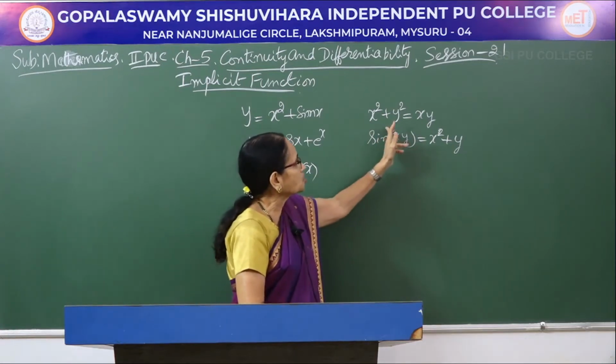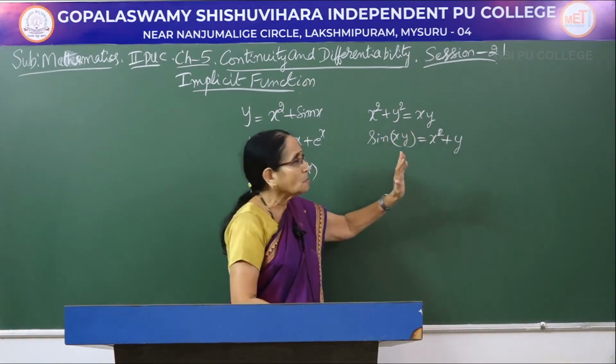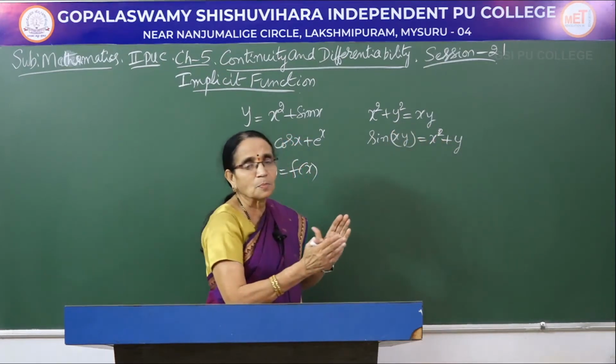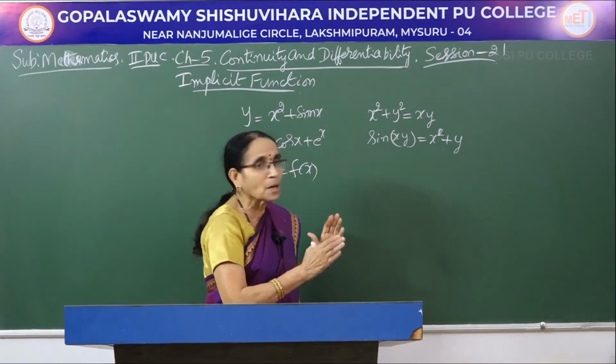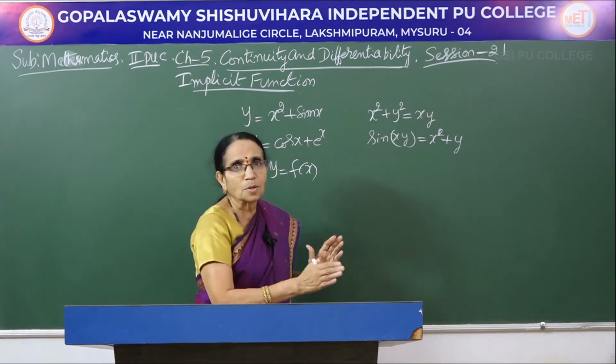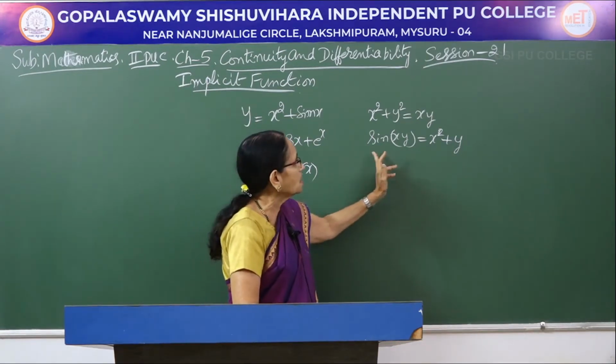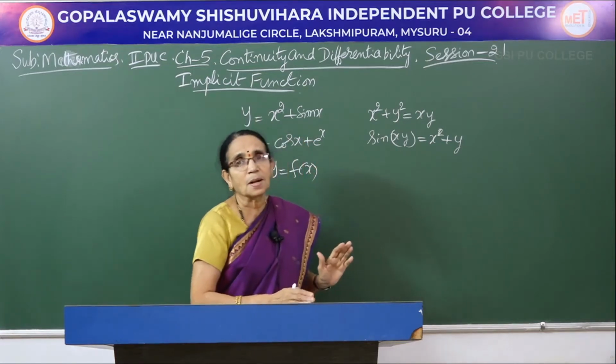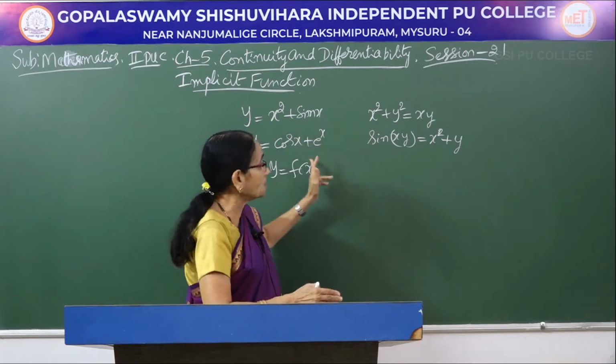Look here, x square plus y square equal to xy. We are having y square, we are having x into y term. You cannot separate y from other terms and write y is equal to some function. Similarly, here it is sin of xy and y we are having. So, we cannot write them separately, like we have written here.